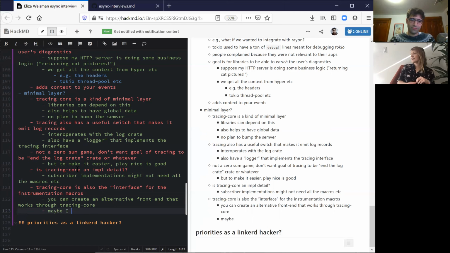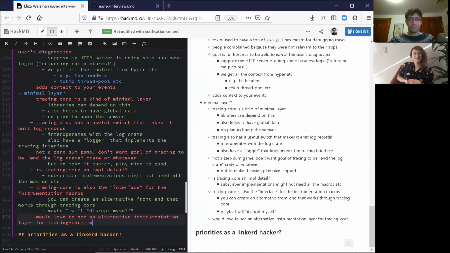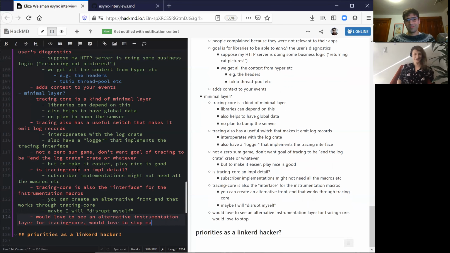And I think that the ultimate, to me, this is partially a joke, but I think it also has a kernel of truth in it. I said earlier, to me, tracing does not win when it replaces the log crate. The one victory that would make me very happy is if somebody wrote a totally alternative instrumentation layer for tracing core that was more user-friendly and easier to use, and people liked it better than the macros that I wrote. And then I could stop maintaining those macros, because the macros are really bad and I hate them.